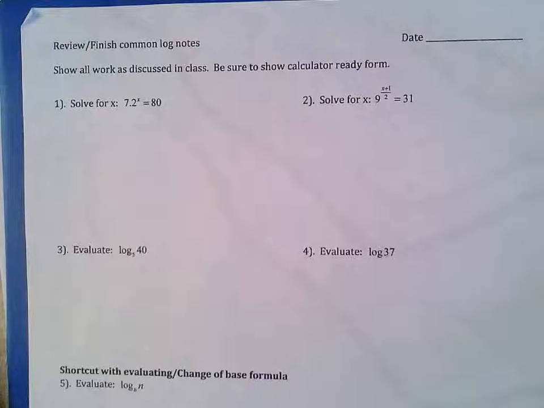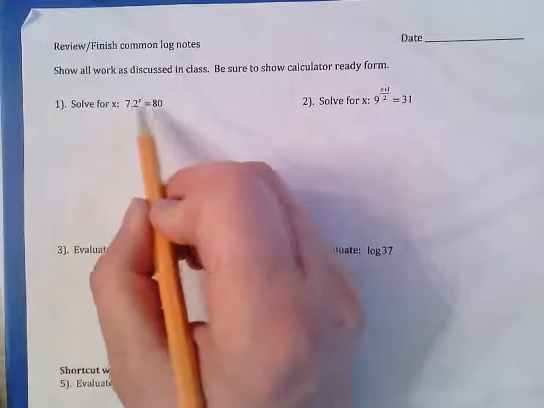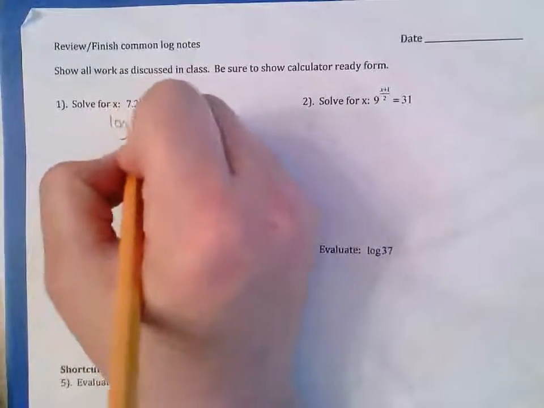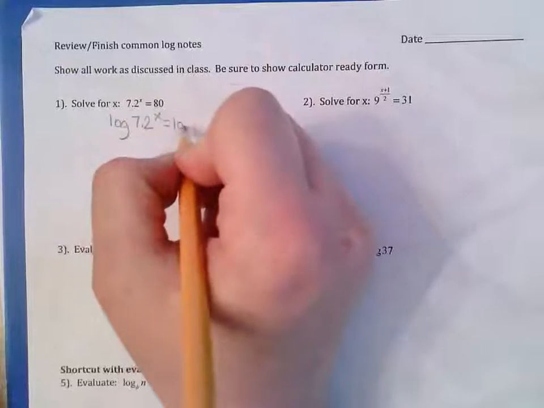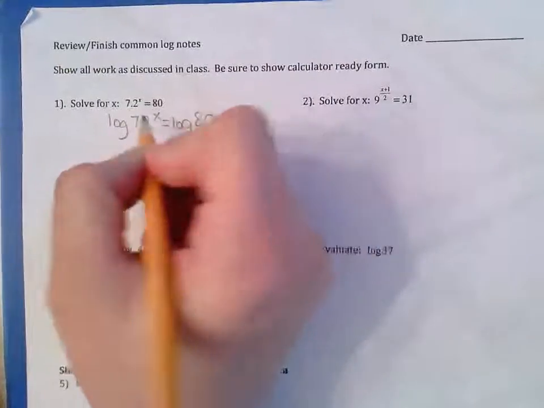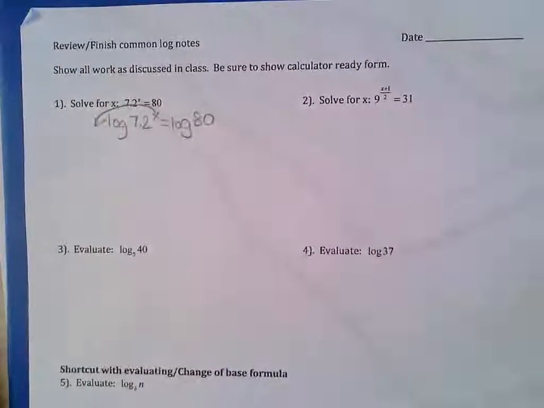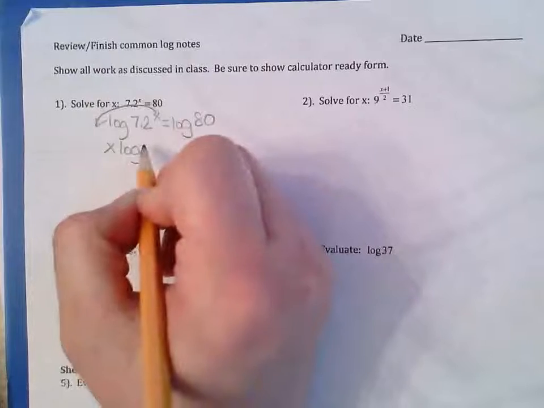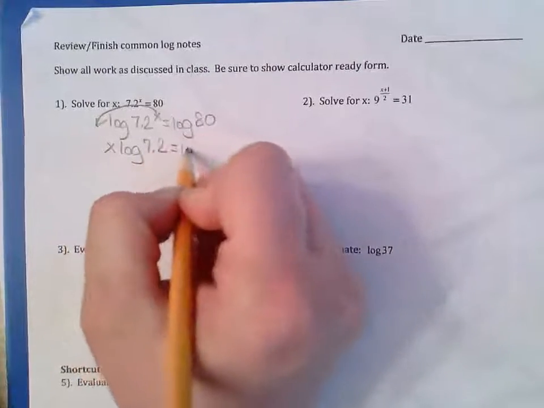Solve for x. 7.2 to the x equals 80. So the idea was I want to try and get these to be like bases, but I don't know how. So what we did is we took the log of both sides. And remember, again, the purpose to taking the log of both sides is it will enable me to use the power property backwards and get x out of the exponent position. So the next line would read x log 7.2 equals log 80.